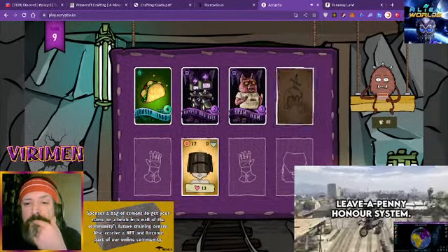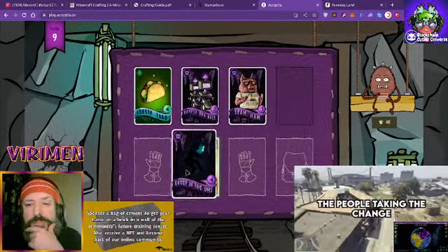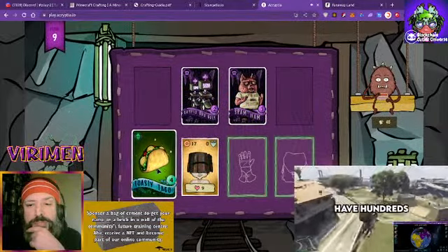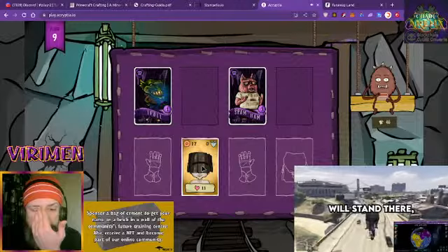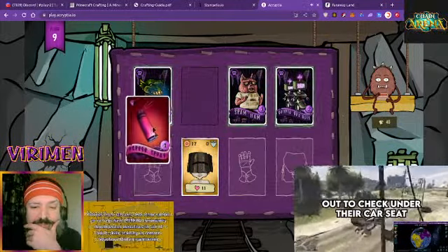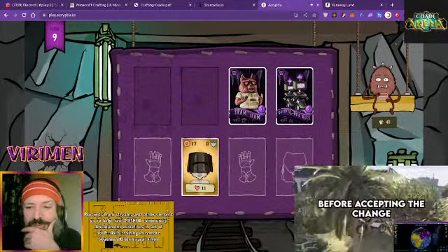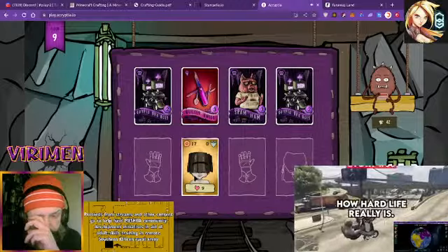The take a penny, leave a penny honor system. I was a cashier at a gas station for many years. The people taking the change from the take/leave cup have hundreds sticking out of their wallet. The ones who actually need them will stand there checking every pocket and corner of their purse, run out to check under their car seat before accepting the change, and they come back to pay it the next day.